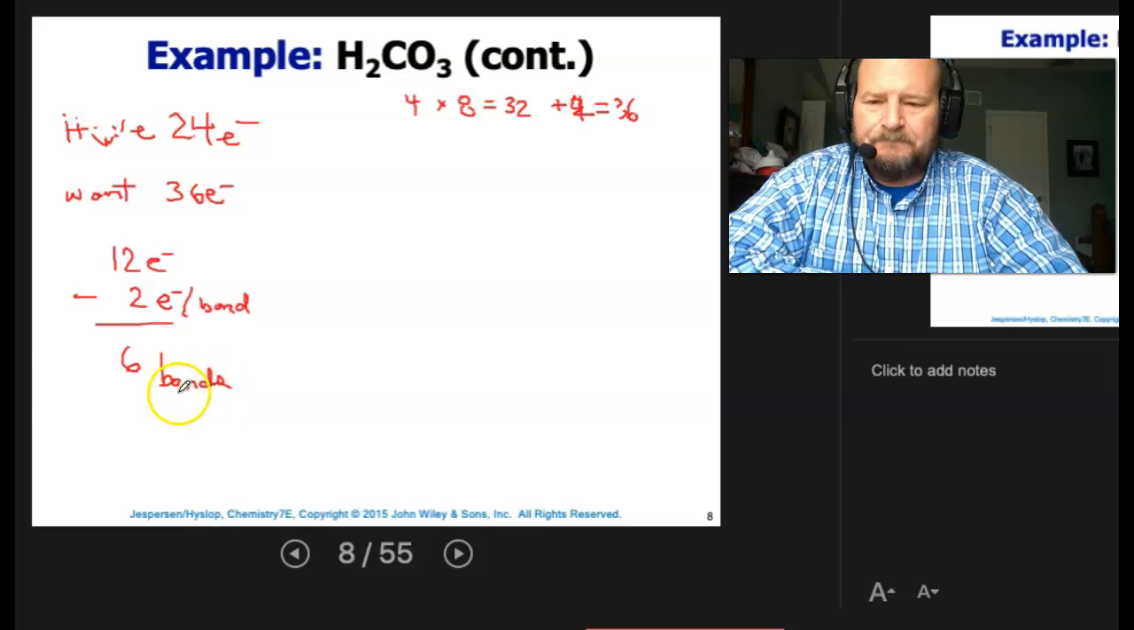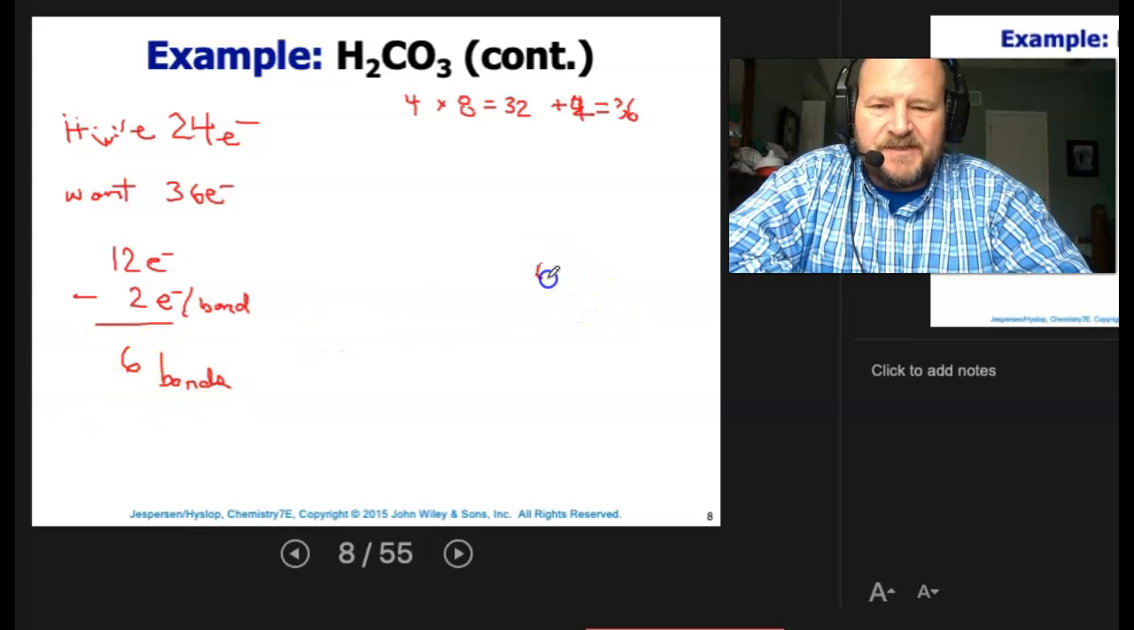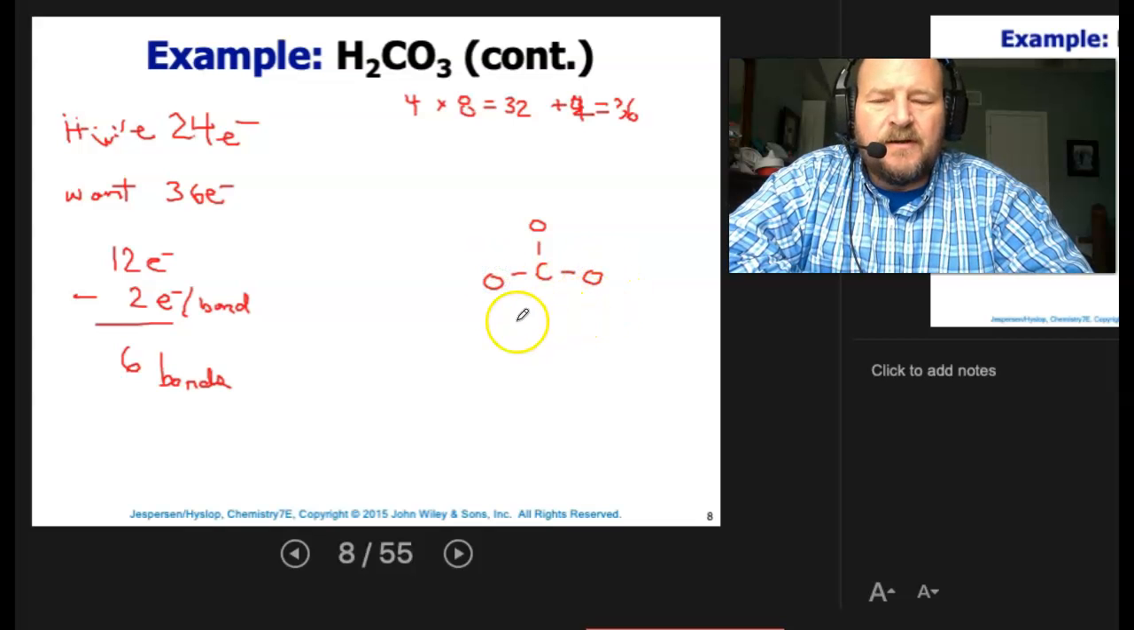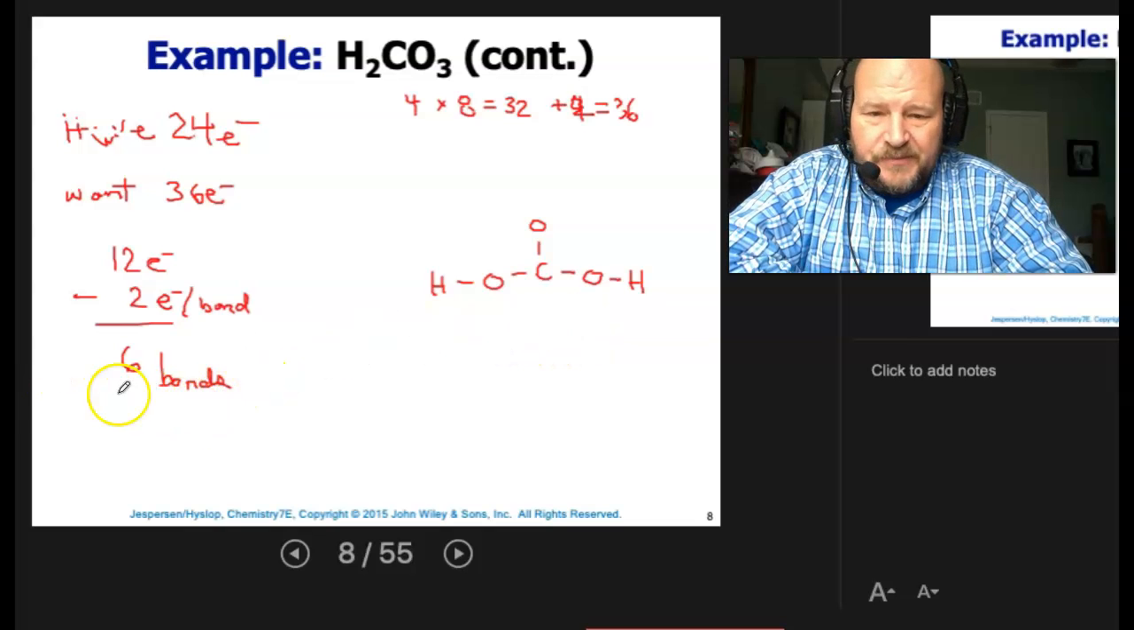Okay, now we know we're going to need 6 bonds, so I'm going to start out the same way. I'm going to have carbon as the central, and I'm going to connect the 3 oxygens. That used up 1, 2, 3 bonds. We know the hydrogens are going to connect to the oxygen. So we've used up 2 more bonds. That's now 5 bonds. But this told me I'm going to use 6.